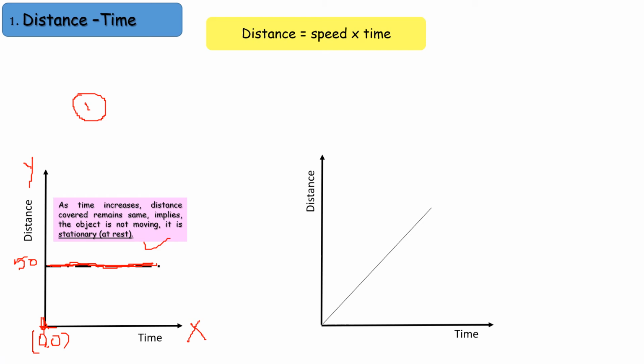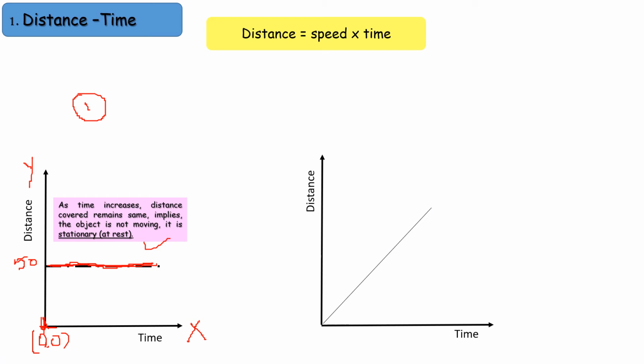Here what we see? Here we see that as time progresses, distance also increases. With increase in time, distance is also increasing. This could have been like this also. Like this plot also I can show, or like this also I can show. Okay. All these straight line graphs means that the object is moving with uniform speed. Now why speed? Why we are calling it speed?